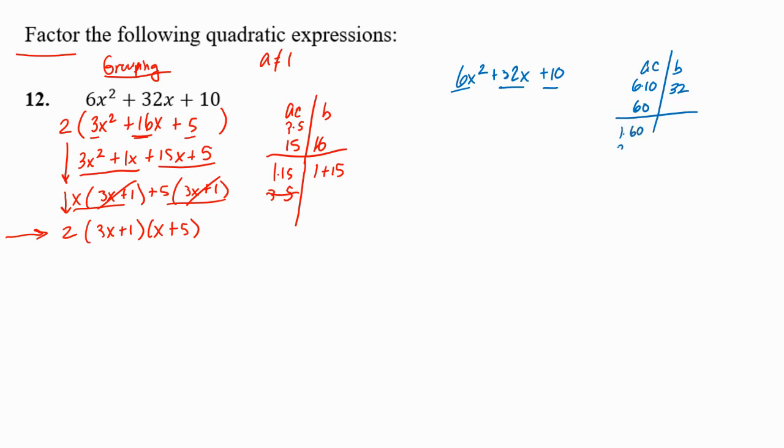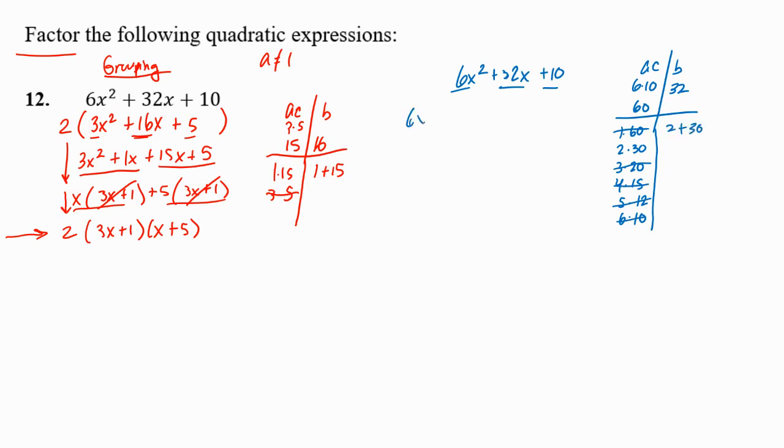We have 1 and 60, we have 2 and 30, we have 3 and 20. We have 4 and 15. We have 5 and 12. 6 and 10. And I believe that would be all of them. 1 and 60 could never give me 32. 2 and 30 might. 3 and 20 wouldn't. 4 and 15 wouldn't. 5 and 12 wouldn't. 6 and 10 wouldn't. Looks like it'd be 2 plus 30.